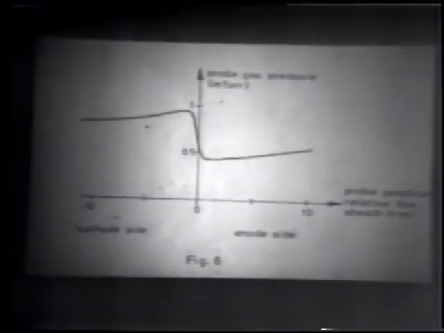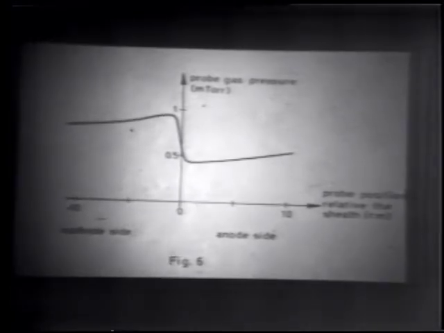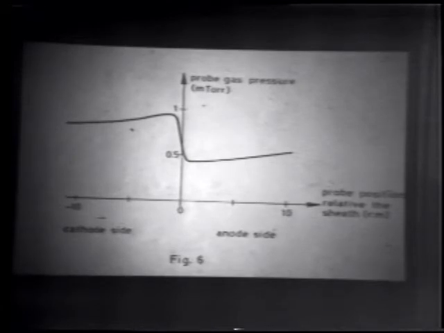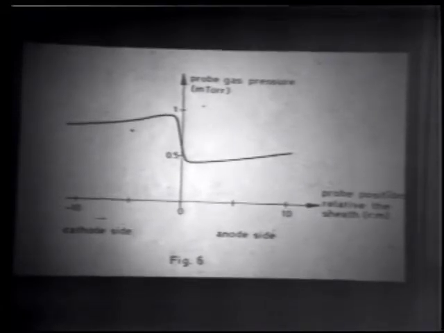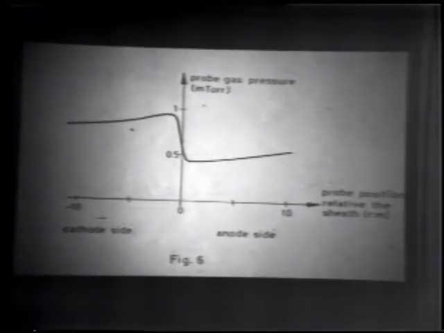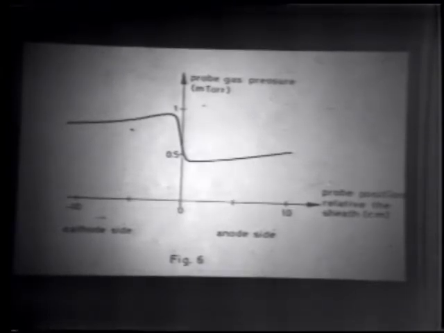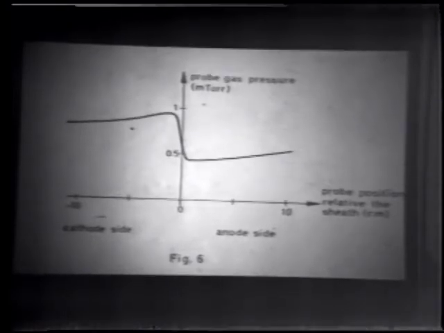Measurements of the total density, total gas pressure, that is the ion pressure plus the neutral gas pressure in the discharge, show that there is a pressure minimum between the cathode and the anode, and that the double layer occurs at this pressure minimum.